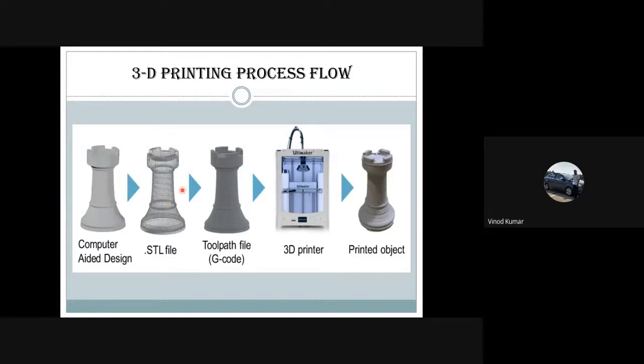Once that is done, the machine has to understand. For the 3D printer to understand, we convert that STL file into a G code file. And once the G code file is made, that file can be directly fed into the 3D printer. And using the 3D printer, depending upon the code, the 3D printer will do the printing operation, and it does the printing layer by layer, layer by layer. And finally, we get the printed product out of it.